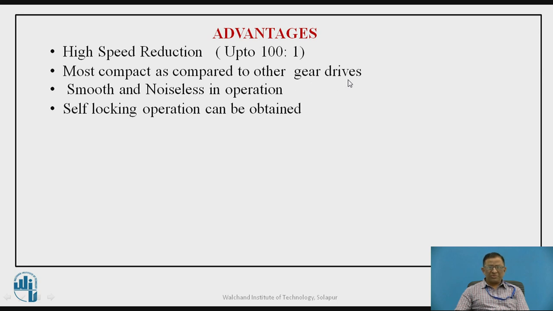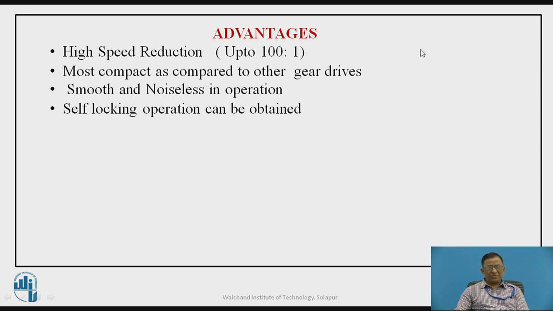that's why they are the most compact as compared to other gear drives. We know that for all other gear drives, the velocity ratio is obtained by the diameter of the bigger gear divided by the diameter of the pinion, the smaller gear. So diameter to diameter is the ratio for obtaining the velocity ratio, and that's why the space required is quite large. But here it is something different than that.